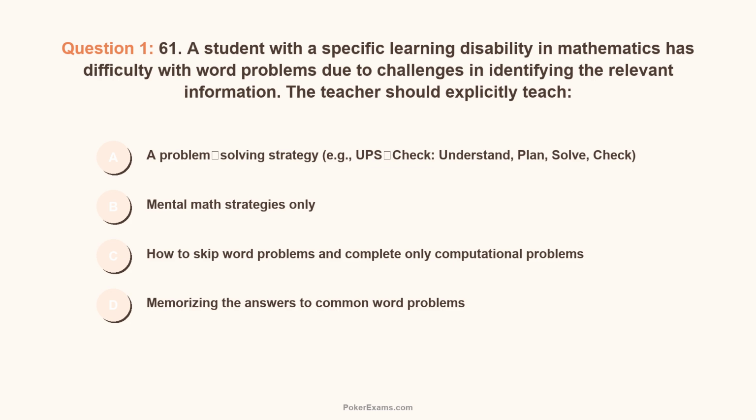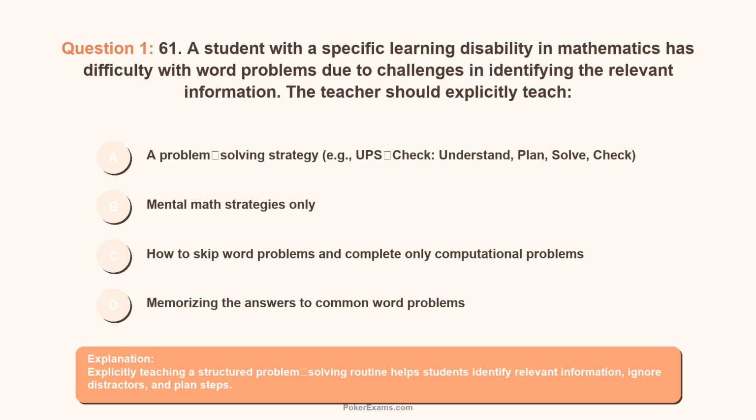Question 1. 61. A student with a specific learning disability in mathematics has difficulty with word problems due to challenges in identifying the relevant information. The teacher should explicitly teach a problem-solving strategy, e.g., UPS check: understand, plan, solve, check. Mental math strategies only. How to skip word problems and complete only computational problems. Memorizing the answers to common word problems. Explicitly teaching a structured problem-solving routine helps students identify relevant information, ignore distractors, and plan steps.